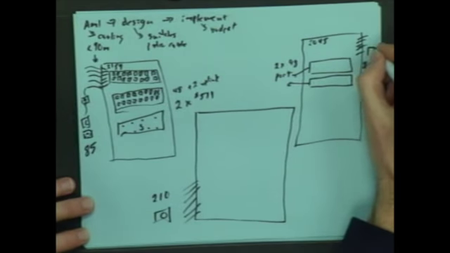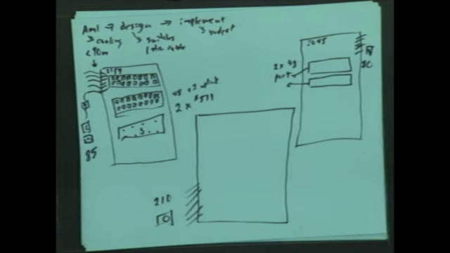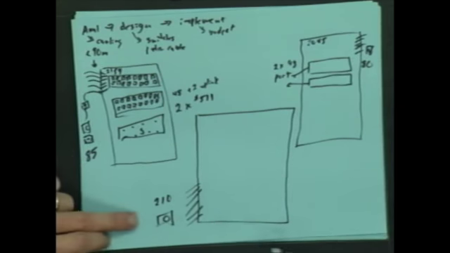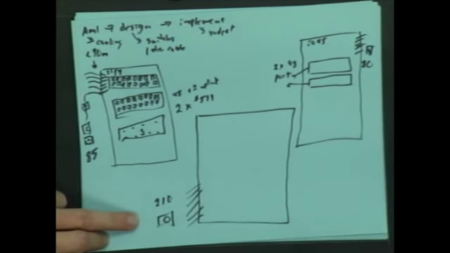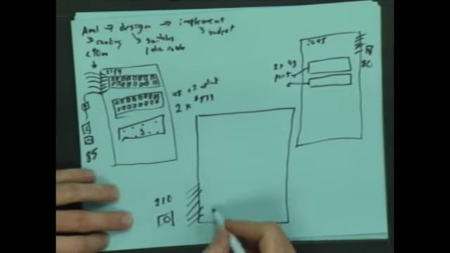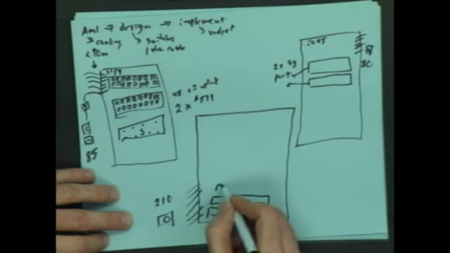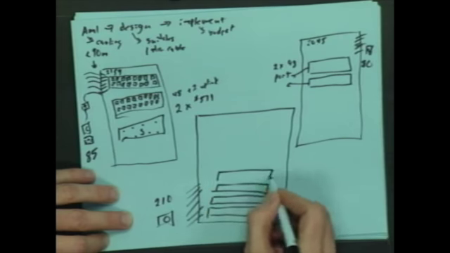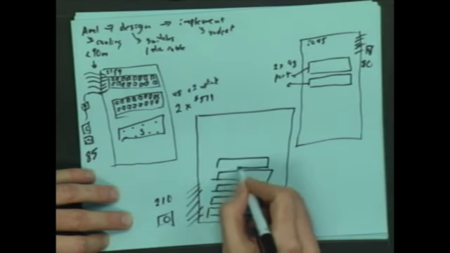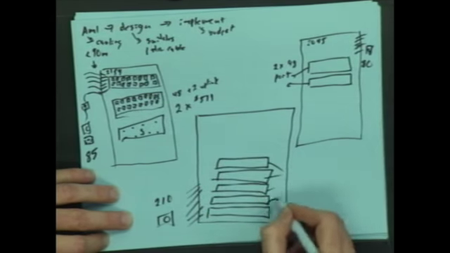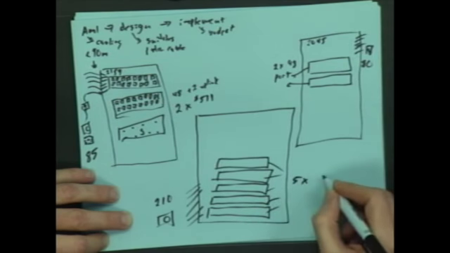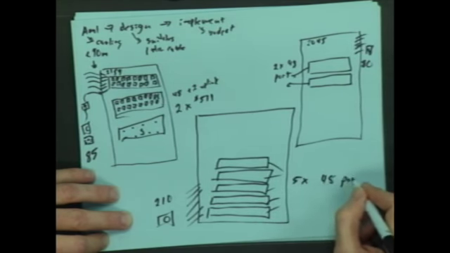We draw our PCs up here. All right? So that's what it's going to look like. For 210, how many of those 48 ports am I going to need? 5. So I got 5 of these. 1, 2, 3, 4, 5. So this is 5 times 48 ports.